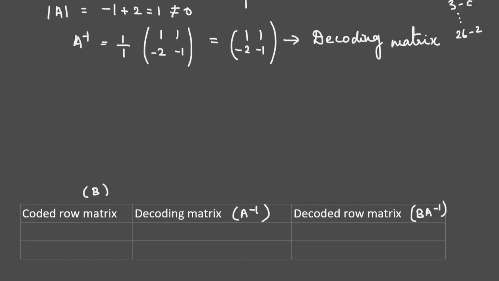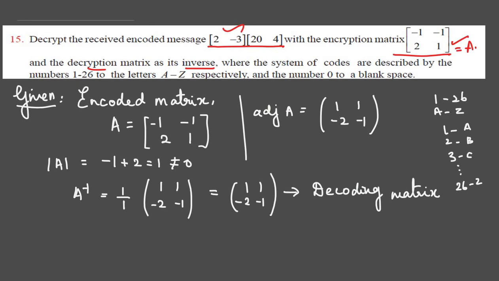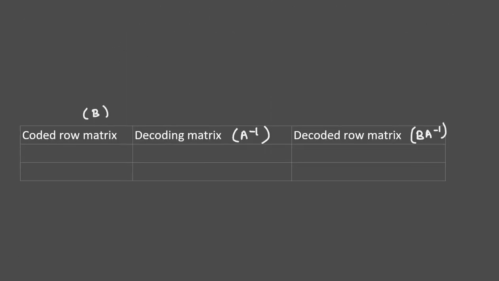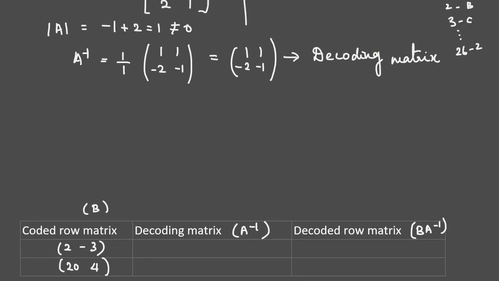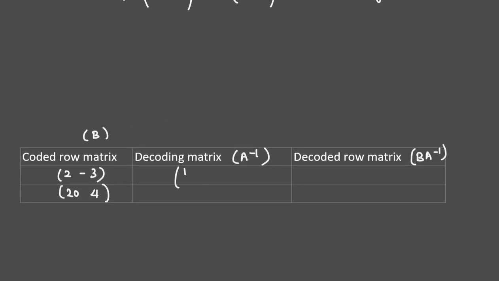So the first code, the B matrix given here, is 2 minus 3. Next 24. So the first row will be 2 minus 3, 24. Next, the A inverse matrix, which we have found, will be 1, 1, minus 2, minus 1. Similarly here, 1, 1, minus 2, minus 1. Now we take the product of 2, minus 3 and 1, 1, minus 2, minus 1.